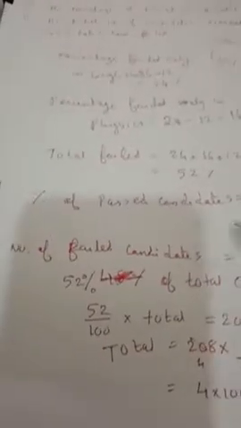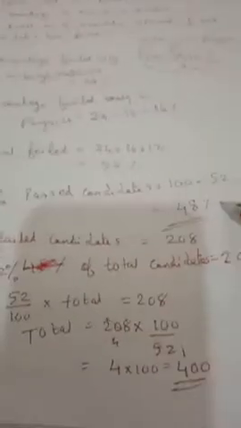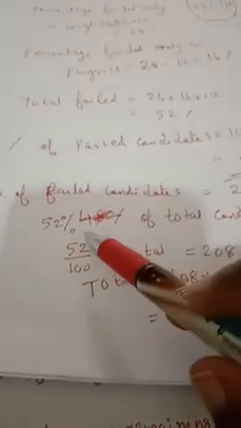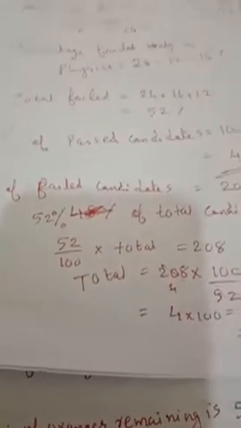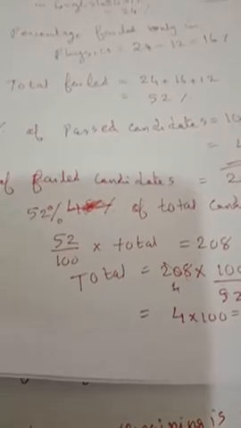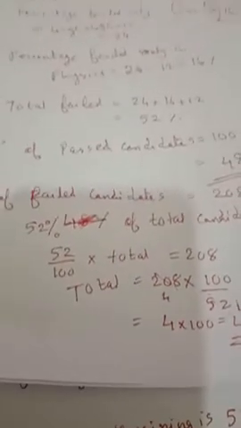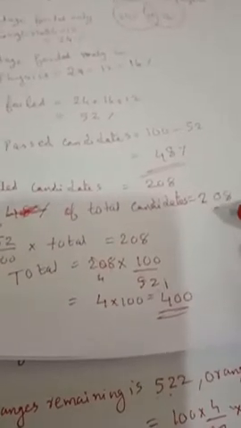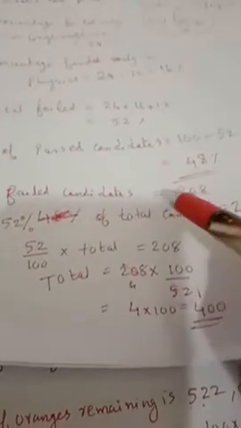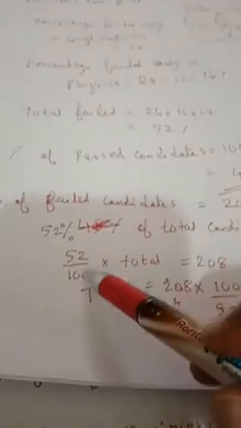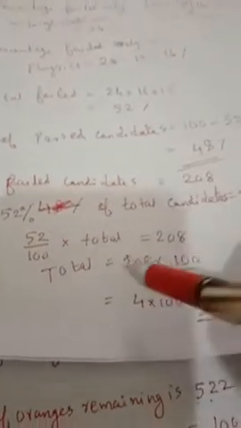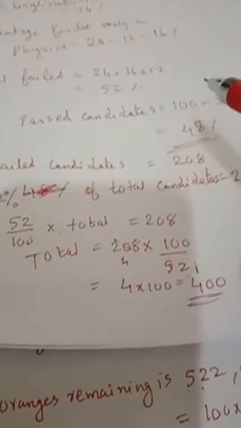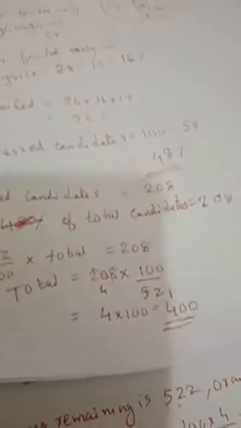So the first question's answer is 48 percent passed candidates. Then the number of failed candidates: failed candidates are 52 percentage of the total number. Already I told you, percentage means out of 100, and it depends on the total number. Failed candidates are 208, so 52 by 100 into total is 208. So total is 208 into 100 by 52. It is 400. That's all for today's class.